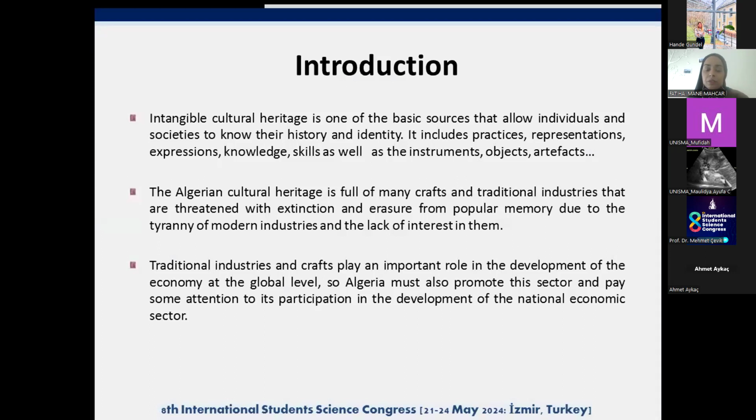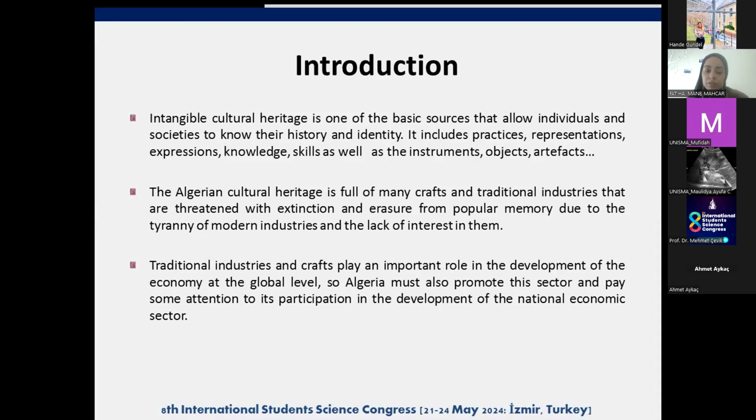About the introduction, the intangible cultural heritage is one of the basic sources that allow individuals and societies to know their history and identity. It includes practices, representations, expressions, knowledge, skills, as well as the instruments, objects, and artifacts. The Algerian cultural heritage is full of many crafts and traditional industries that are threatened with extinction and erasure from popular memory due to the tyranny of modern industries and the lack of interest in them.